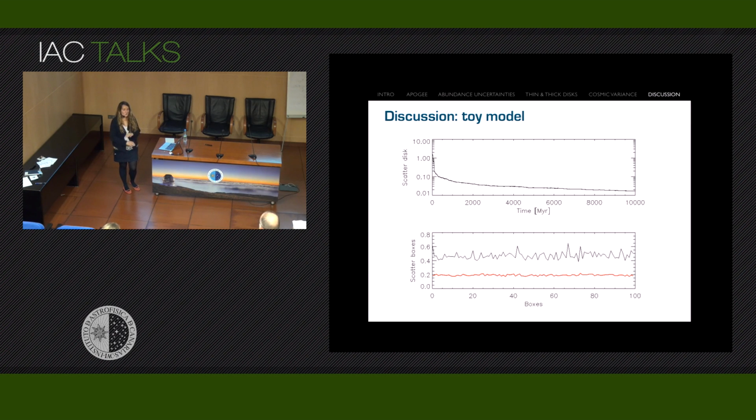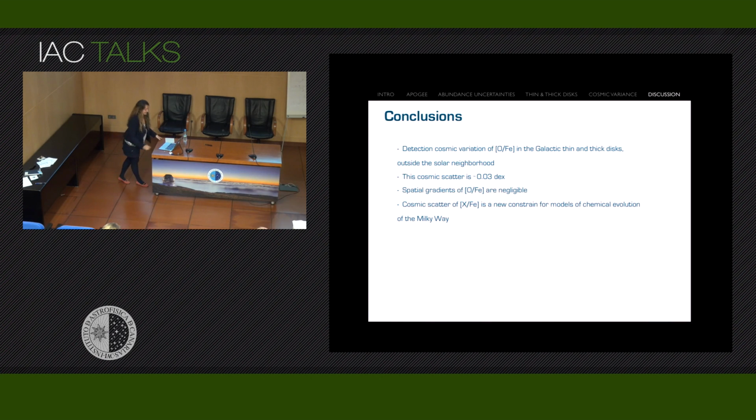Yeah, it's a closed box, and it's very simple. Of course, we miss a lot of effects on it, so this is just to play a little bit with the numbers, but it's nothing else. So our conclusion is that we detect a cosmic scatter in oxygen over iron.